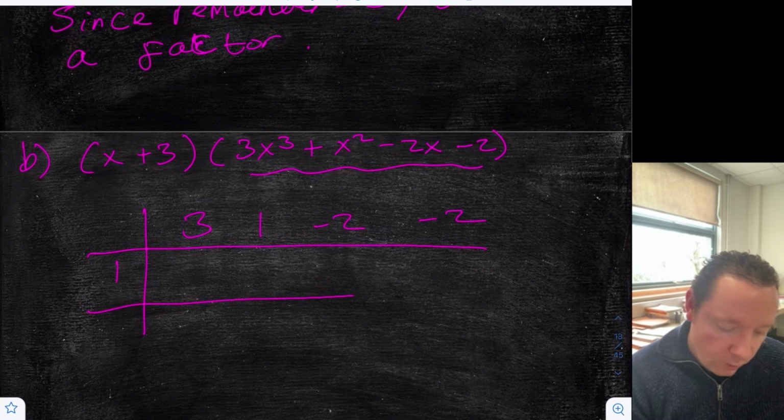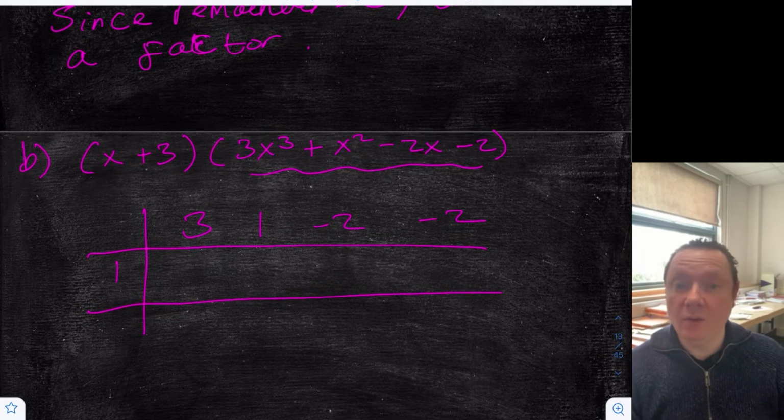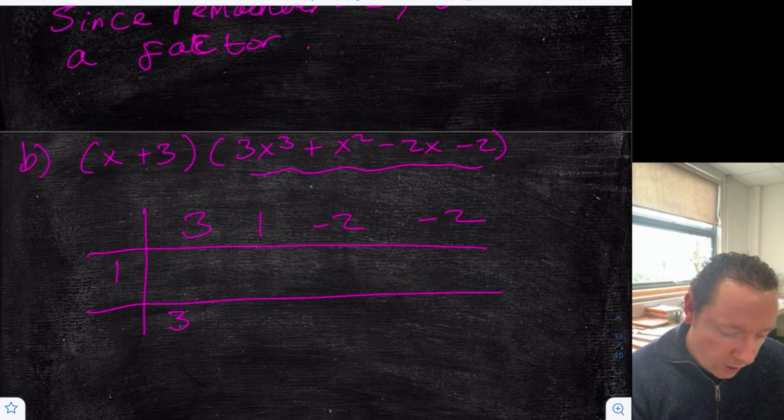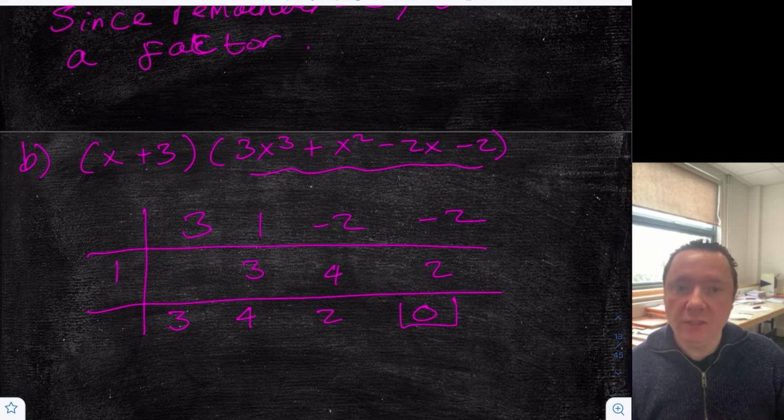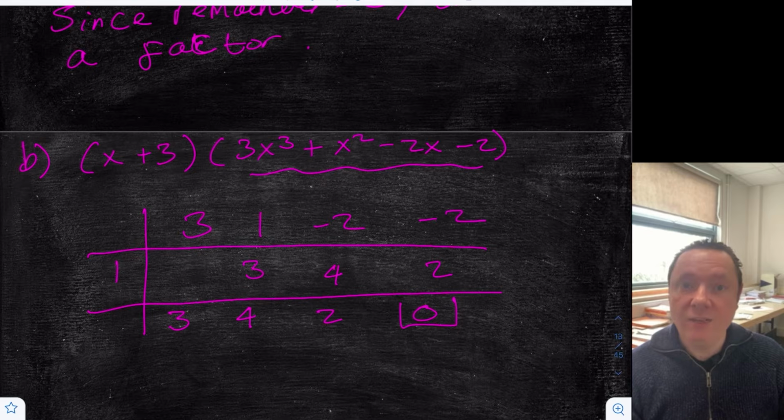We try 1, and if 1 doesn't work, we try 2 and 3 until we get the remainder of 0. So 3 goes down, 3 ones are 3, 3 plus 1 is 4, 4 ones are 4, 4 minus 2 is 2, 2 ones are 2, 2 minus 2 is 0. Like again, you might have to do that a few times, and you don't have to use synthetic division each time. You can just substitute a number in directly if you want.